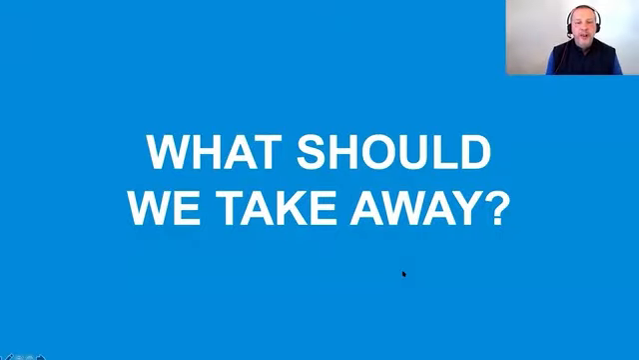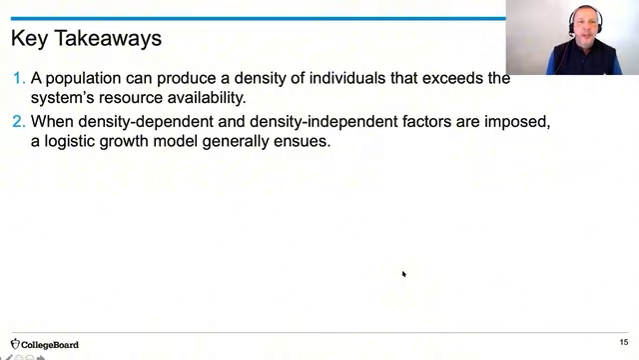So what are your takeaways for this lesson? First, a population can produce a density of individuals that exceeds the system's resource availability. And then finally, when density dependent and density independent factors are imposed, a logistic growth model generally ensues.